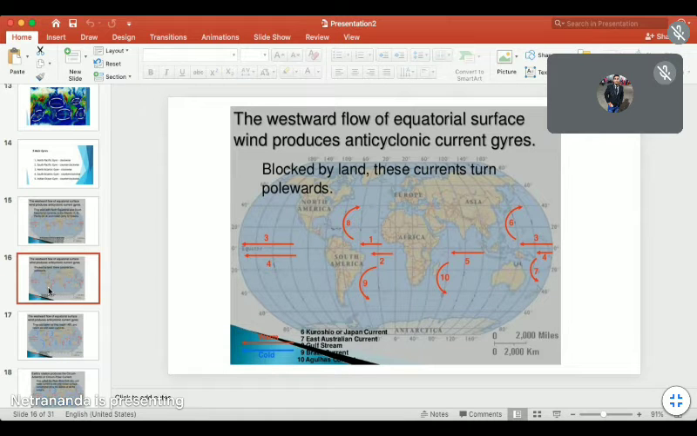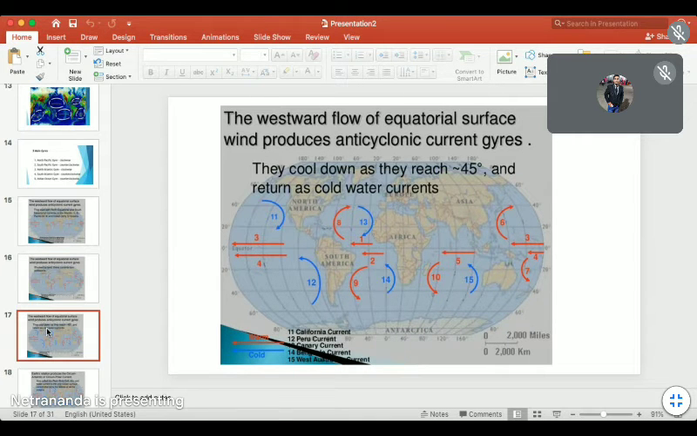This is the westward flow of equatorial surface wind, or anticyclonic gyre. Because of this, when it goes towards 1 and 2, 3 and 4, and 5, these equatorial currents, because of the land mass they are blocked and the currents turn poleward. Because the land is there, it blocks and the current goes poleward. 6 and 8 went towards the north pole, but 7, 9 and 10 went towards the south pole because of the land blocking there.